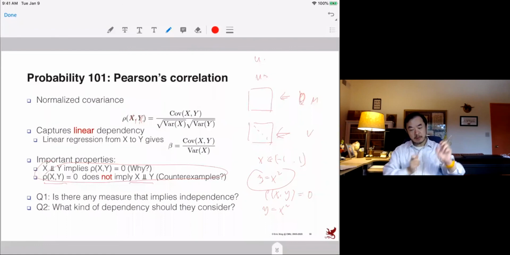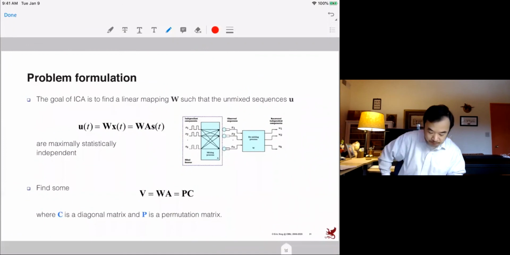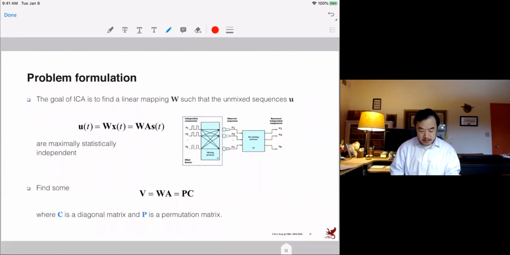Okay, so I'm not going to go in too far, but at least I established here that independence and uncorrelation are not the same thing. So we're at least solving a different problem than PCA. Okay, it's not the same problem. Okay, so let's imagine the problem formulation here.